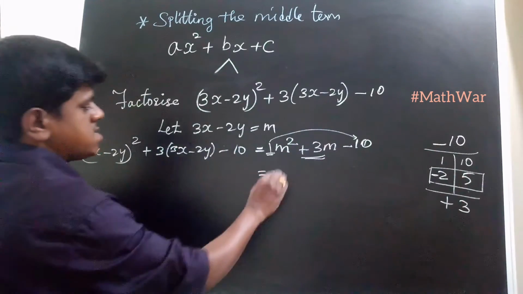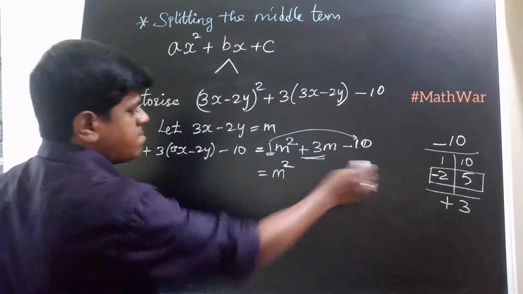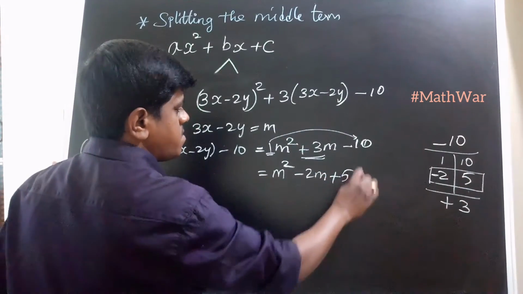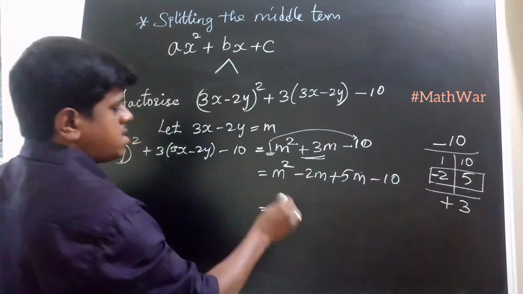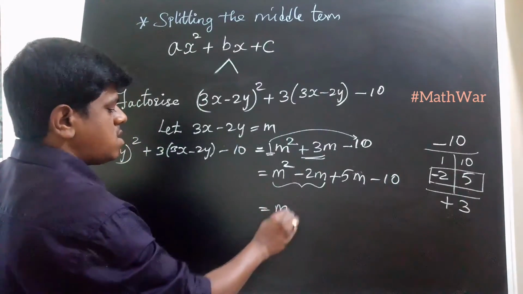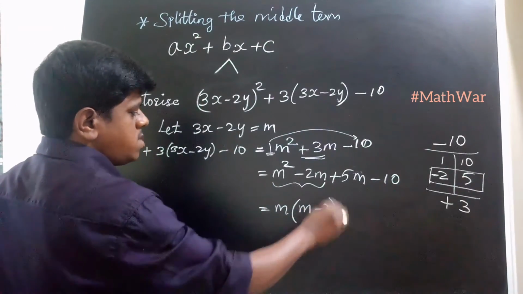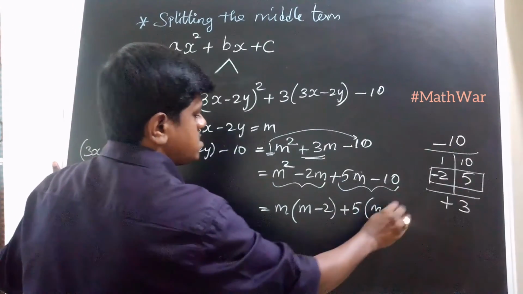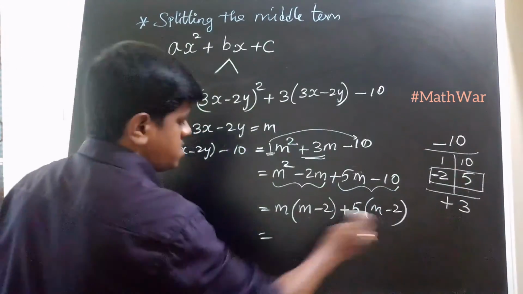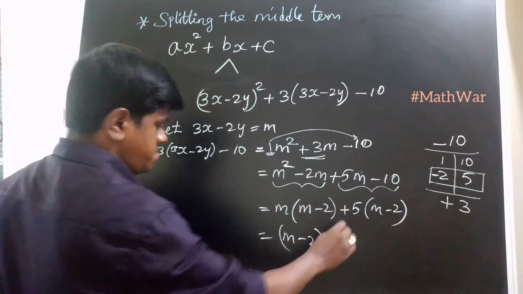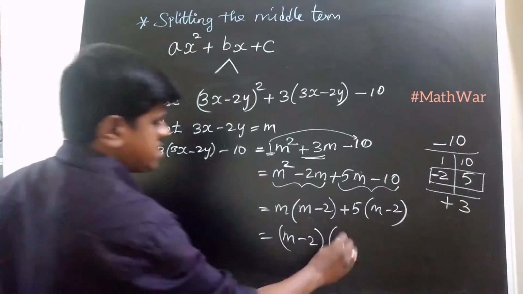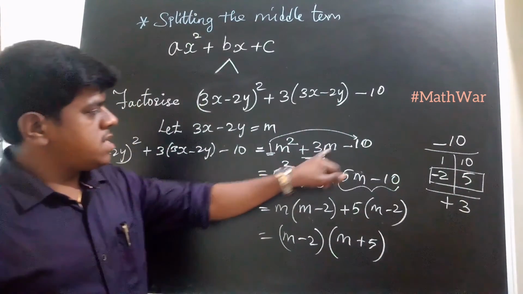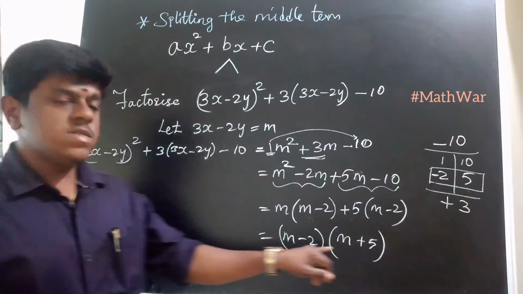So we can write m square plus 3m minus 10 as m square minus 2m plus 5m minus 10. That is equal to, from the first two terms, m is common. So m minus 2 will be there. In the last two terms you can see 5 is common. So m minus 2 will be there. Now m minus 2 is common. If you take it out, m plus 5 will be there. So m square plus 3m minus 10, if you factorize, is m minus 2 into m plus 5.